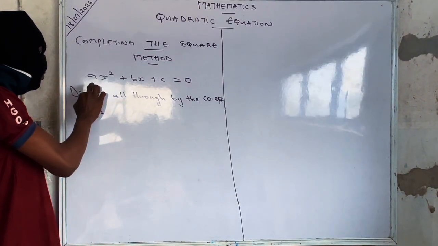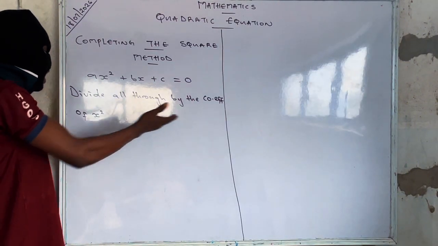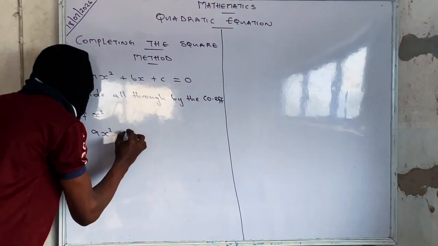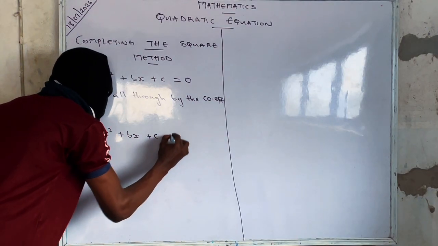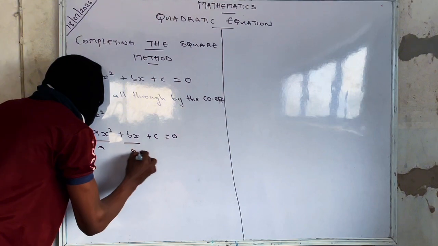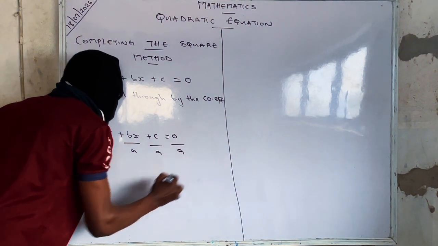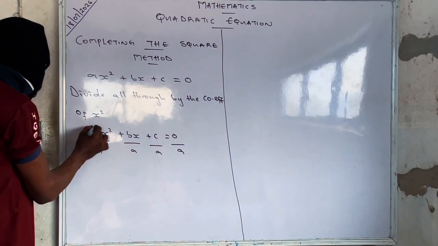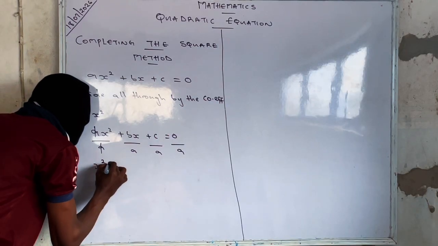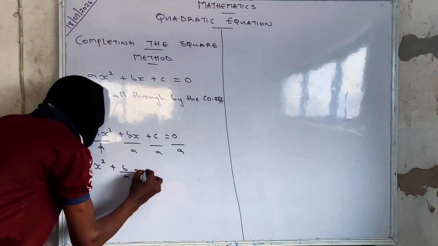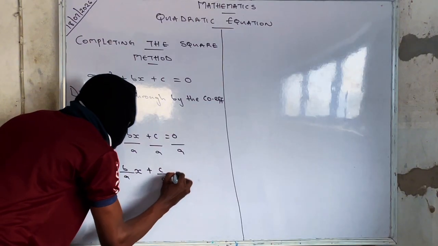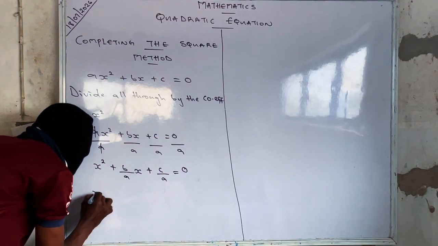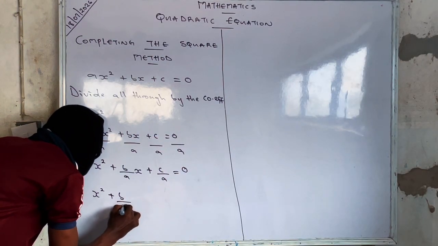It is this a. The coefficient of x squared is a. So we are dividing all through by a. It will give us ax squared plus bx plus c equals 0, all over a. You are dividing all through by the coefficient of x squared, which is a. Now this a cancels this a. So we have x squared plus b over a x plus c over a equals 0 over a, which will still give us 0.